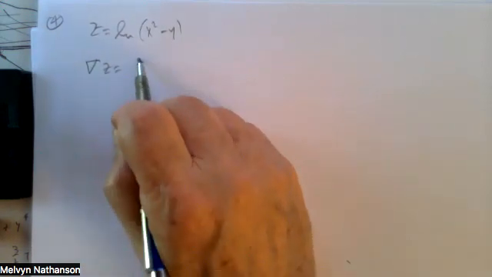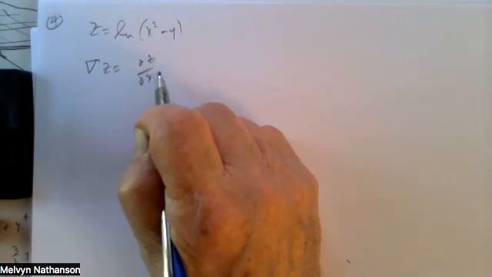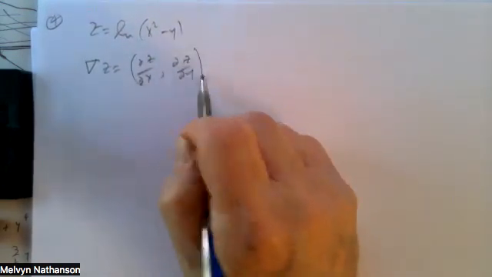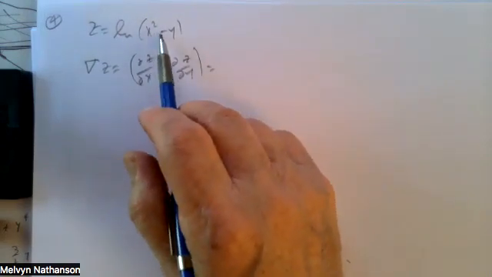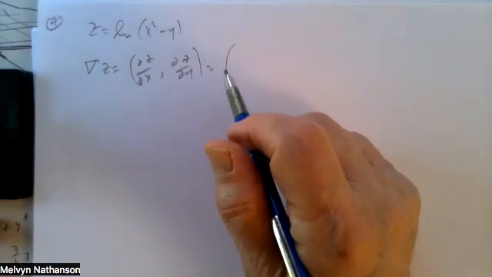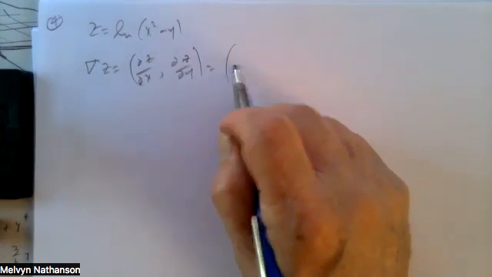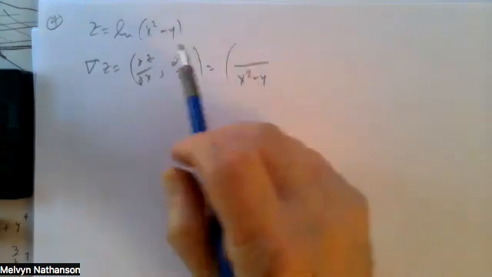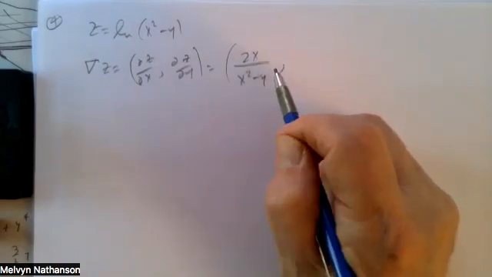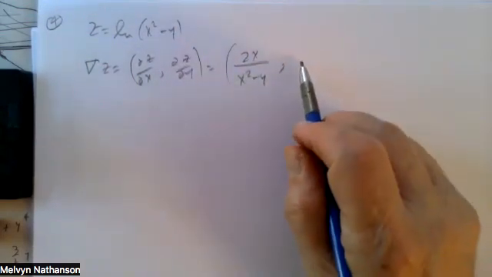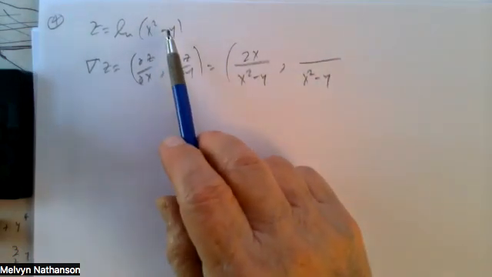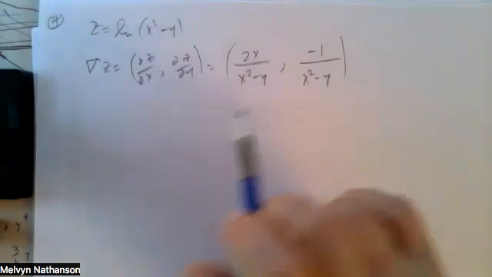So it's the partial derivative of z with respect to x. It's a vector, partial of z with respect to y. When I differentiate this with respect to x by the chain rule, from Calc 1, I guess, this is 1 over x squared minus y times the derivative of x squared minus y with respect to x, which is 2x. When I differentiate this with respect to y, I get 1 over x squared minus y times the derivative of this with respect to y, which is minus 1.